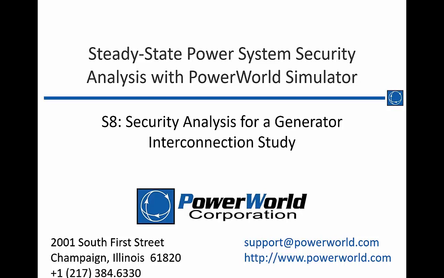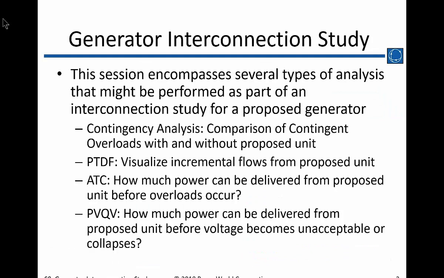In this section, we'll go through several steps that you might take if you're trying to look at starting a new generator. So those might involve running contingency analysis and comparing contingency analysis runs on a base case versus one with the generator interconnected. Might involve doing some PTDF sensitivity analysis and also visualizing things like that on a one-line diagram. It might involve PV and QV and several other aspects as well. So we'll kind of go through each of those.